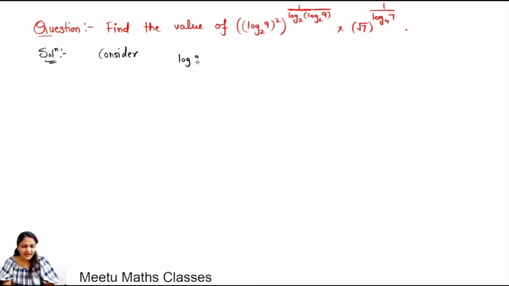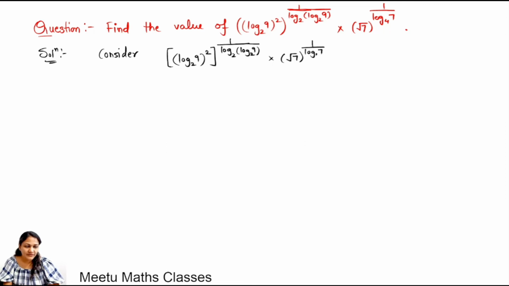(log 9 with base 2) whole square, and whole raised to power 1 upon log with base 2 of log 9 with base 2, multiplied by root 7 raised to power 1 upon log 7 with base 4. Now we are going to use a property of logarithms, that is 1 upon log of a with base b can be written as log of b with base a.